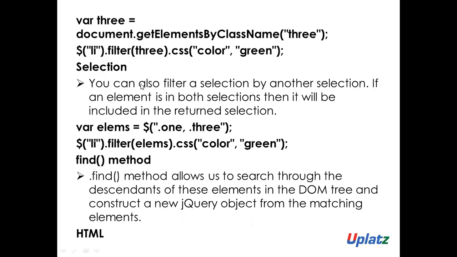You can also filter a selection with the help of another selection. If the element is in both selections, then it will be included in the returned selection. So with elements one and three, in the child I'm just filtering elements with css color green. I'm using the find method. What this find method does is search through the descendants of these elements in the DOM tree, and then construct a new jQuery object from the matching elements.